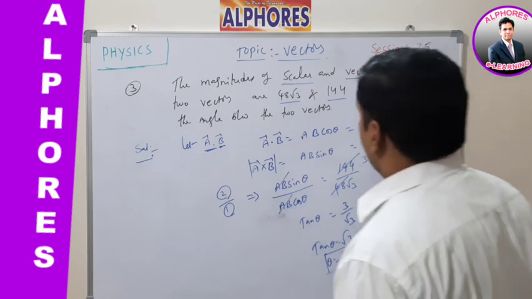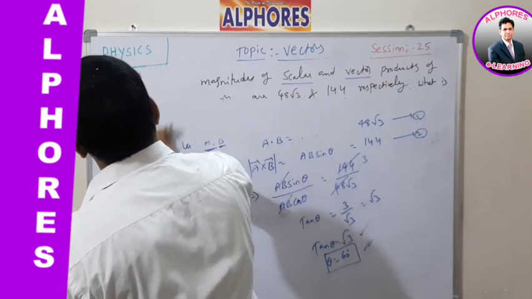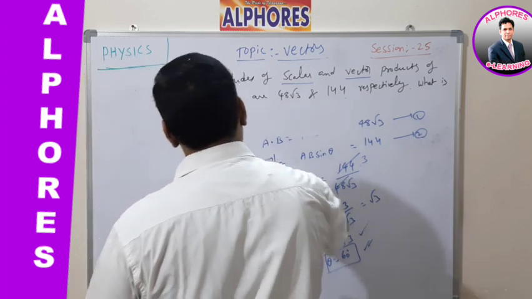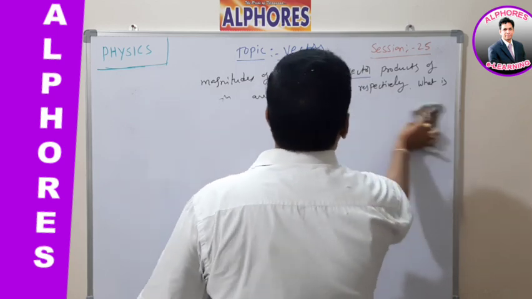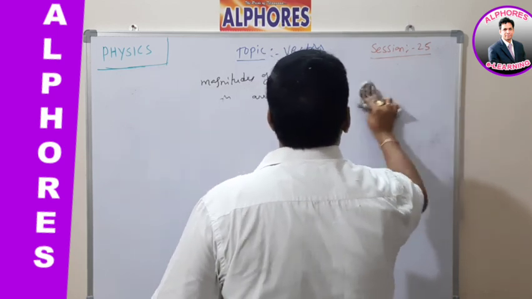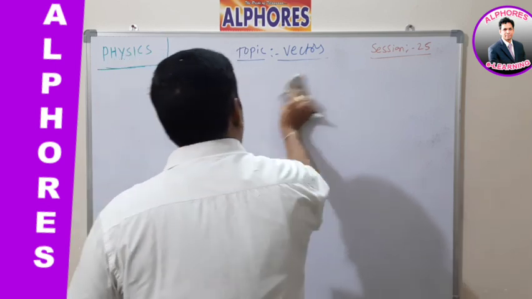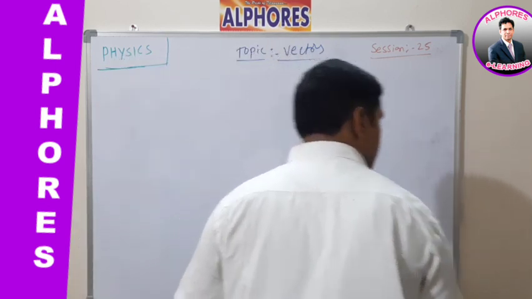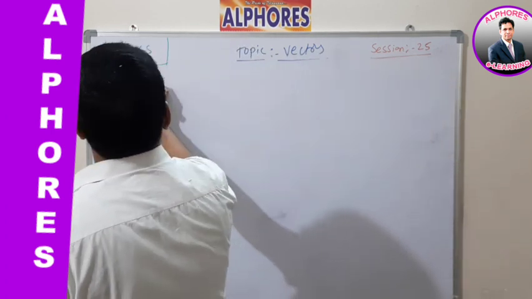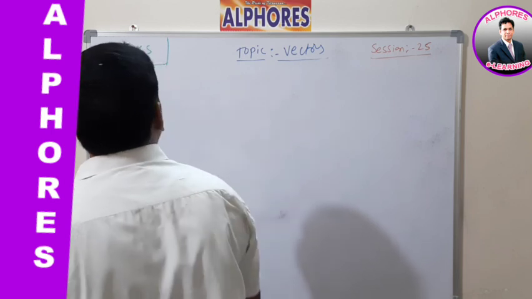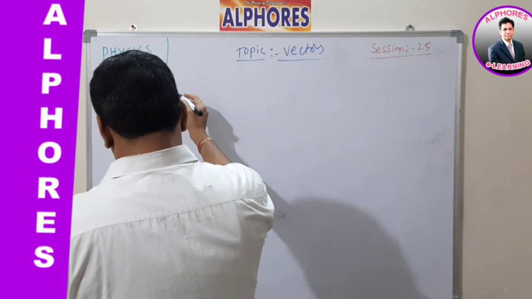Yeah, after that I have to give one more problem based on the cross product of two vectors. Yeah, if you write down these problems along with me, because these problems are related to cross product. Yeah, next one. Fourth problem. Okay, listen carefully.